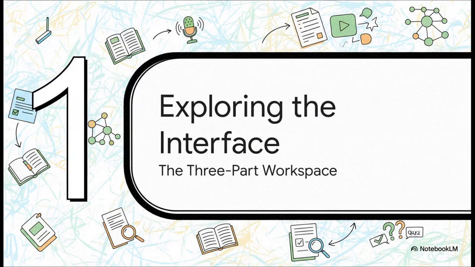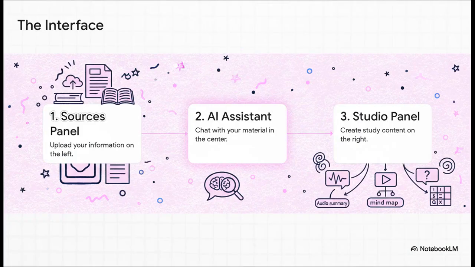Okay, so first things first, let's get a feel for the interface. And honestly, the best part about NotebookLM is how simple and clean it is. The whole workspace is broken down into just three main parts, which makes the entire workflow super intuitive. So check this out. Over on the far left, you've got your sources panel. That's where you dump all your stuff, all your documents. Right in the middle is the AI assistant, which is basically a chat window where you can dig into your material. And then on the right, you have the studio panel. And trust me, this is where the real magic happens.